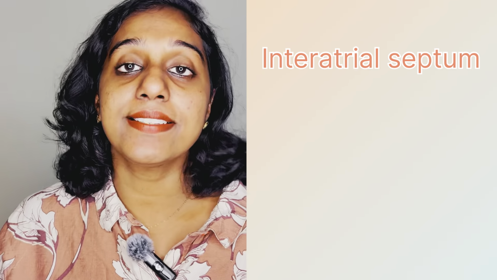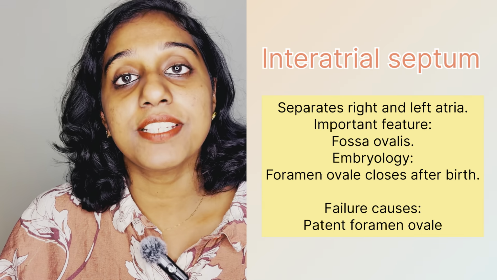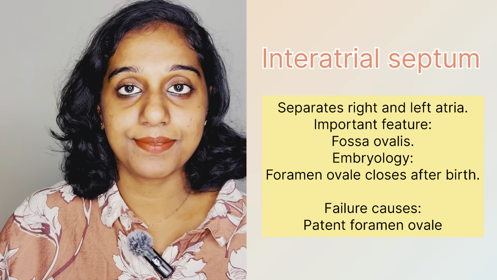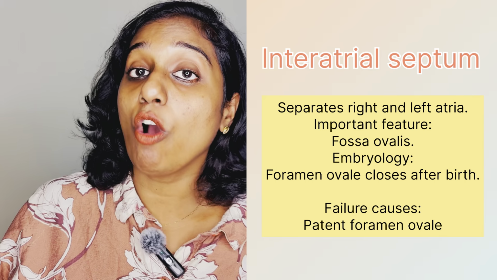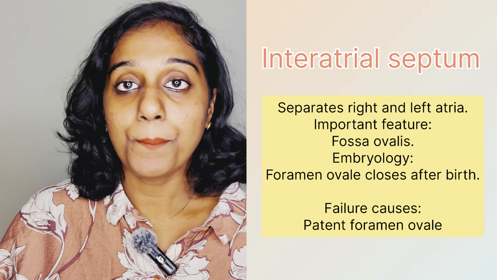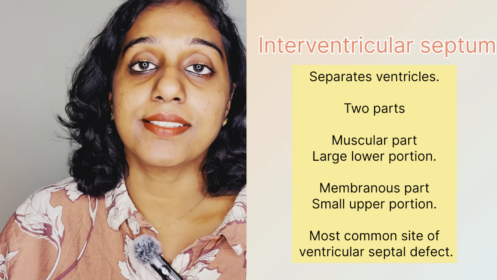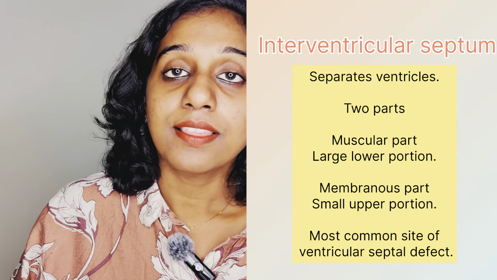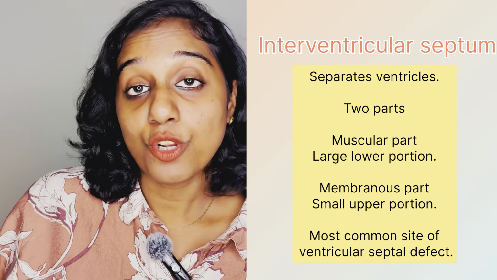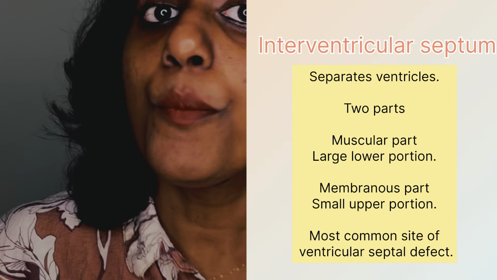Next is interatrial septum. This separates both the atria. Important features include fossa ovalis. In embryology, foramen ovale closes after birth. Failure to close causes patent foramen ovale. Next is interventricular septum. Separates two ventricles. It has two parts, the muscular part, large lower portion, and the membranous part, small upper portion. Most common site of ventricular septal defect.